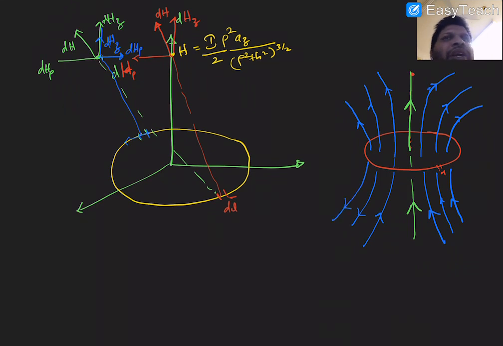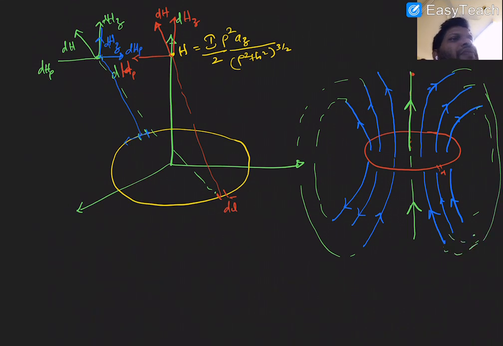And you know the divergence of the magnetic field is equal to 0. That means it will be a closed loop like this. So this is the magnetic field around the current carrying loop. This is how you are getting the magnetic field. I hope this part is clear to you. Thank you.